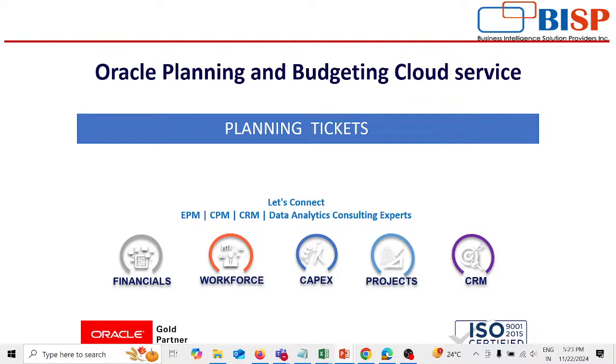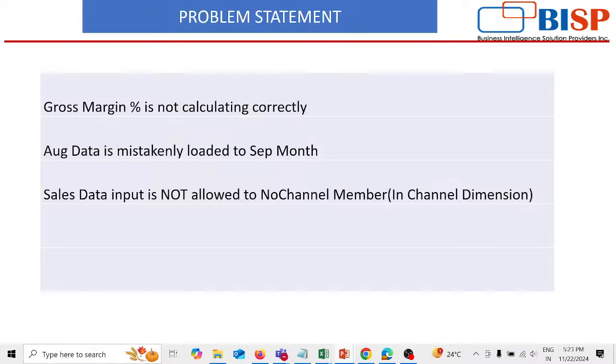So in this planning tickets webinar, our today's tickets are as follows. The first one is gross margin profit is not calculating correctly. So the first ticket we have is gross margin percentage is not calculating correctly.